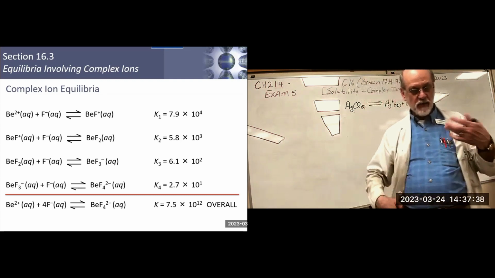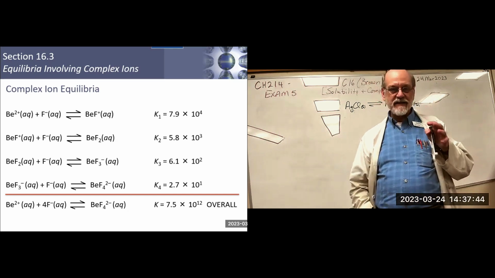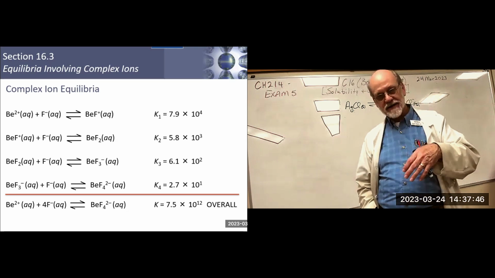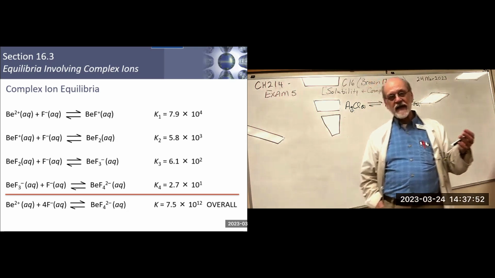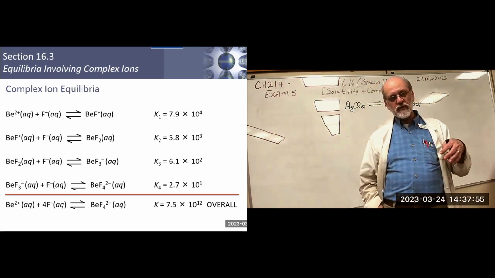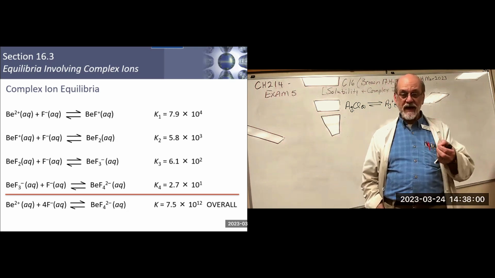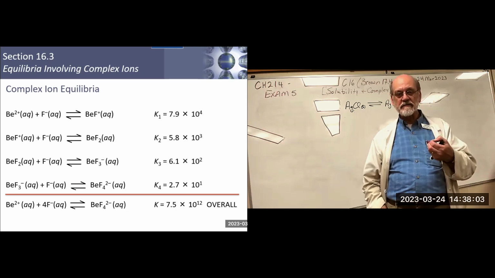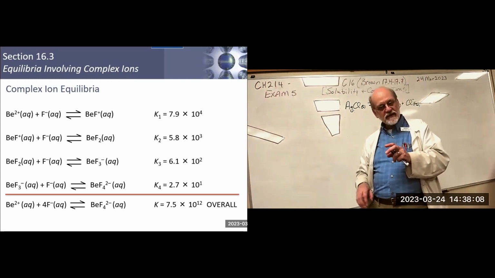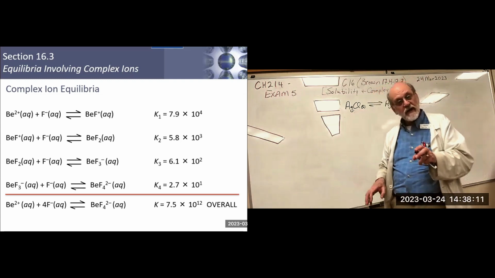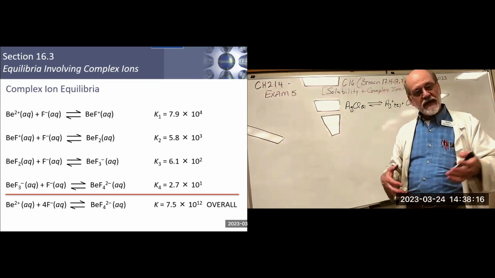It forms beryllium fluoride. But that one also forms with another fluoride with its own K at 10 to the 3. And then another fluoride at equilibrium 10 to the 2nd. And then finally, the BeF4 2- forms that complex ion with an equilibrium constant of 10 to the 1st power. So these are all favored reactions to the right. That means that they're going to run to the right all the way down until you get BeF4 2-. And the overall K for that is 10 to the 12th.